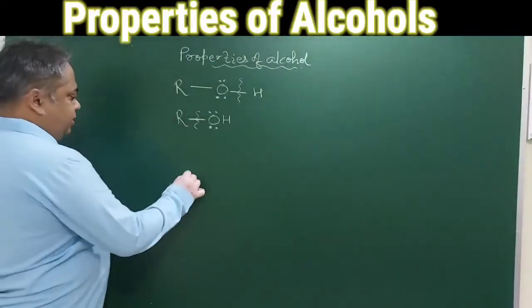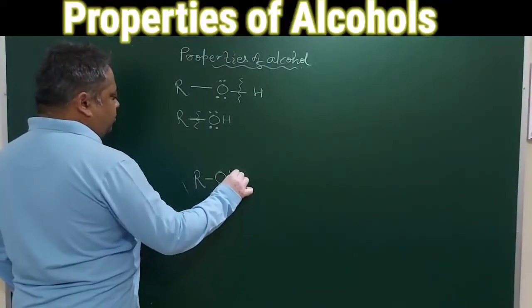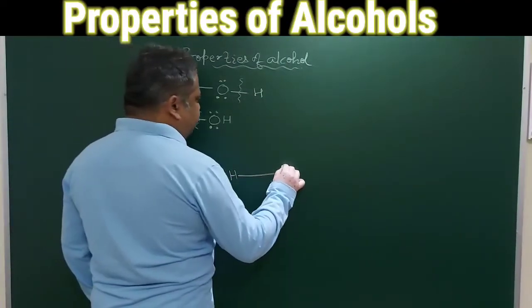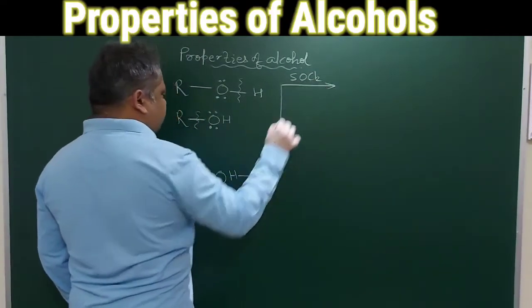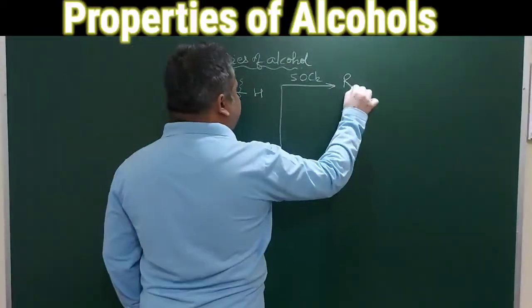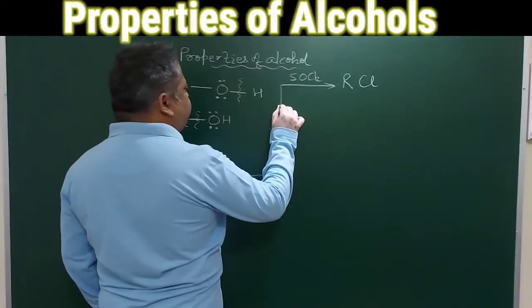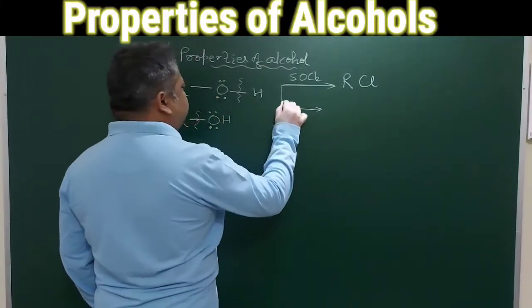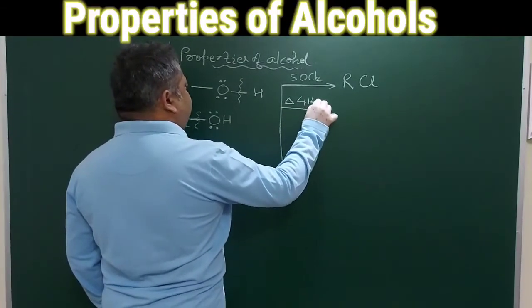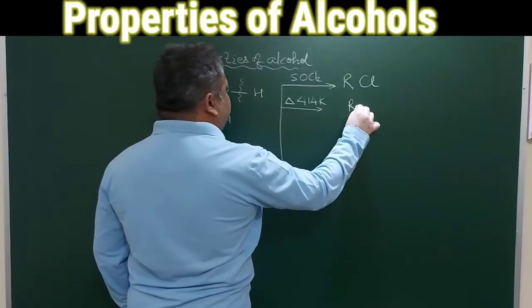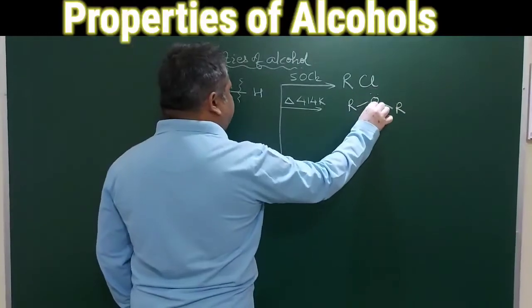Say, if I write R, OH and treat this with thionyl chloride, then it will form RCl. This we had seen earlier. If we heat it at 413 Kelvin, then they will undergo dehydration and form ether.